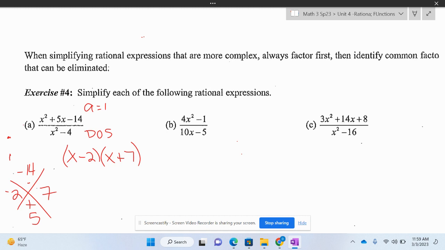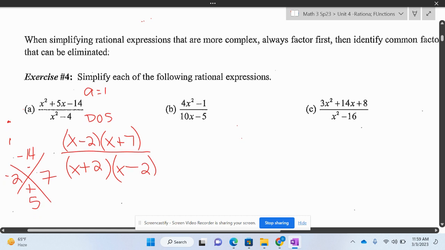Tell me about the difference of squares. When we factor difference of squares, we just take the square root of the first term. What's the square root of x squared? X. And what's the square root of 4, the second term? 2. And we join each one of these factors, one with a plus and one with a minus.